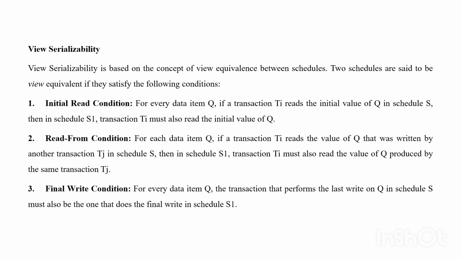Then the read from condition. For each data item Q, if a transaction Ti reads the value of Q that was written by another transaction Tj in schedule S, then in schedule S1, the transaction Ti must also read the value of Q produced by the same transaction Tj. And the final write condition: for every data item Q, the transaction that performs the last write on Q in schedule S must also be the one that does the final write in schedule S1.